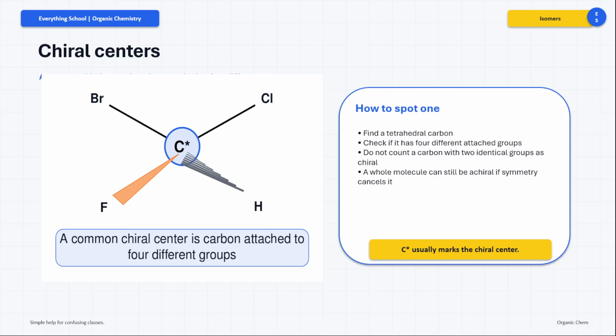If 2 groups are the same, it is not a chiral center. The common mistake is only looking at the first atom. Sometimes 2 groups both begin with carbon, but the rest of the group is different.